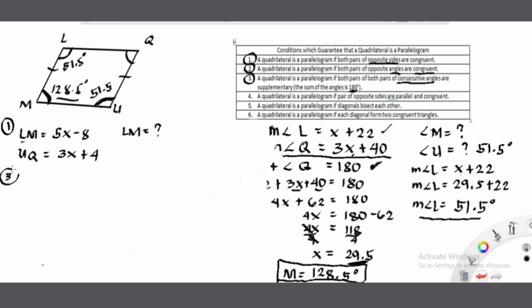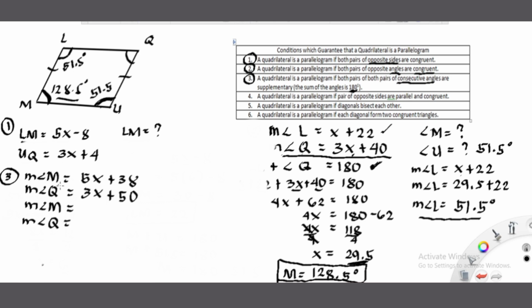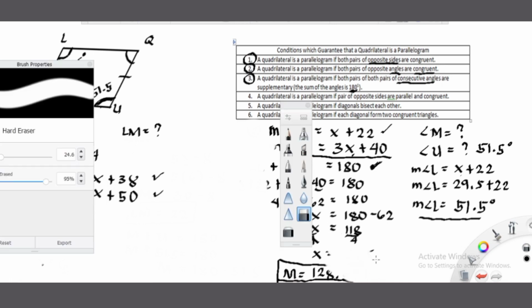So, example number 3. Let's say, if the measure of angle M is equal to 5x plus 38, and the measure of angle Q is 3x plus 50, so what is the measure of both angles M and angle Q? So, ano ang measurement ng dalawang angles na ito given these expressions? So, I think we need more space pa to solve for that. So, I'm going to erase this.